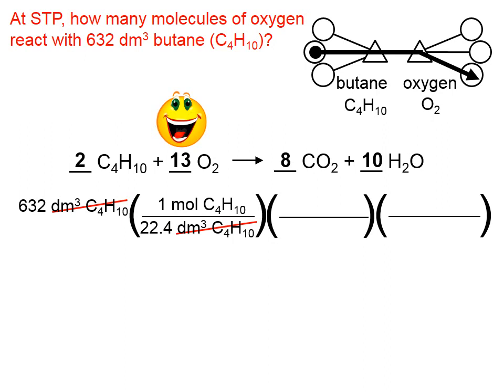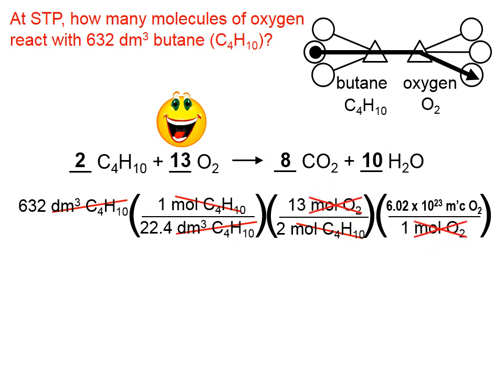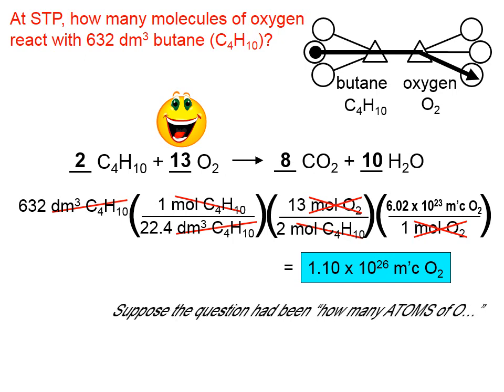Now we have a balanced equation, and we are now able to cross this middle bridge by looking at the coefficient ratio between butane and oxygen. And there it is, 13 moles of oxygen for every 2 moles of butane. Notice that we've put the moles of butane in the denominator so that they will cancel like that. Then the last thing we need to do is convert moles of oxygen to molecules of oxygen. And we're going to use Avogadro's number to do that, and type that in and get 1.10 times 10 to the 26th molecules of oxygen.